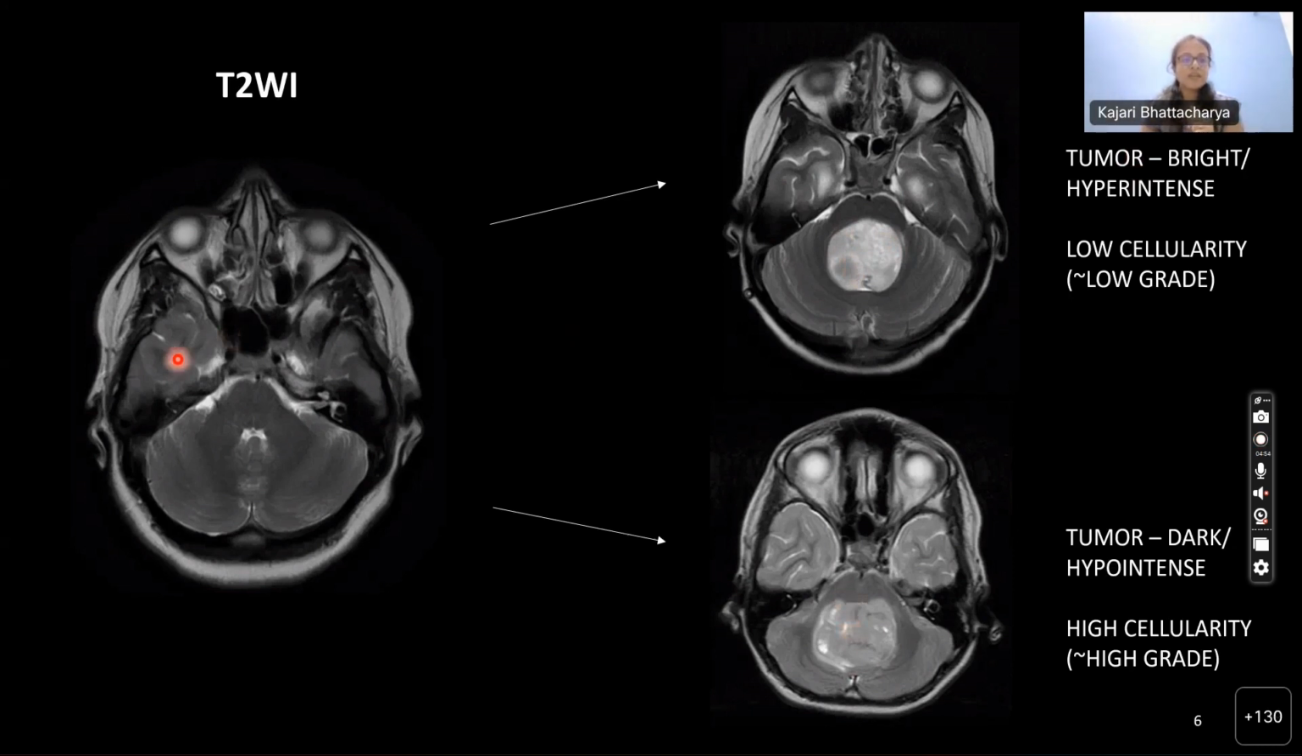So we compare it with the signal intensity of the gray matter. So we have to compare the signal intensity of the lesion with the gray matter. If it is brighter than the gray matter, we say it is hyperintense. If it is darker than the gray matter, we say it is hypointense. So basically, this gives us an idea about the cellularity, or if we can extend it, the grade of the tumor in some cases. So the cellularity is very well depicted by this. So here we can say that this is generally a hypocellular tumor or a lower grade tumor, whereas this one is a higher grade tumor.